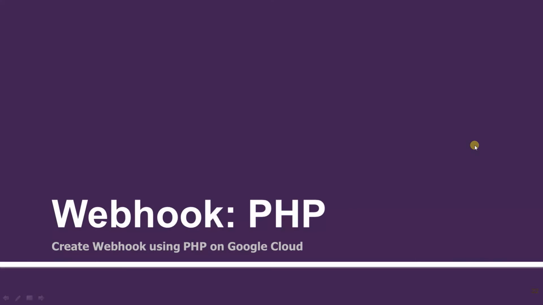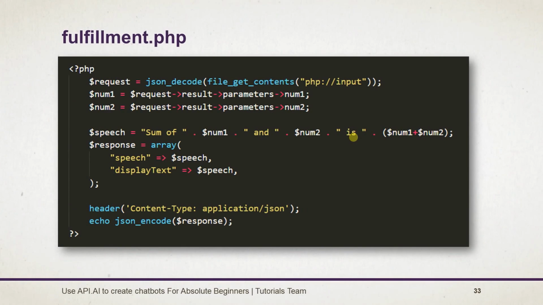Let's see what we learned in this session. First of all, we created fulfillment.php, in which we retrieve the data from the body of the request, perform the operation based on it, and return the sum as JSON. Throughout this series, I will perform only basic operations. And here I am not performing any validation, because I am going to show you how to retrieve the values from the request and give the response.